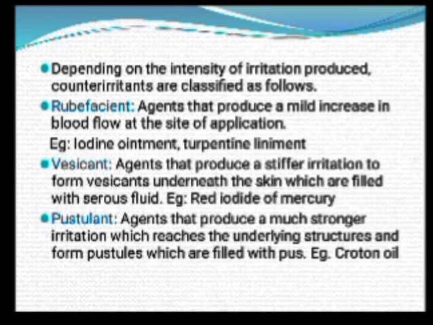Second is a vesicant, causing localized vesicle or blister by severe irritation or damage to the capillary. Example: red iodide of mercury. Third one is a pustulant, causing severe inflammation even of deep-seated cutaneous tissue and causing pustules. Example is croton oil and strong ointment of red iodide of mercury.